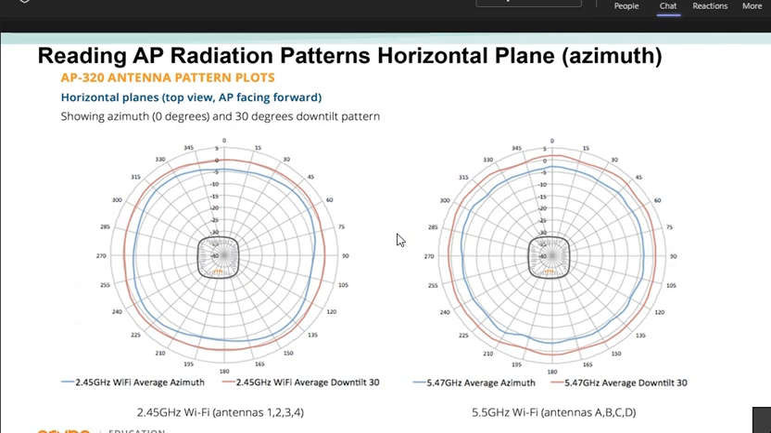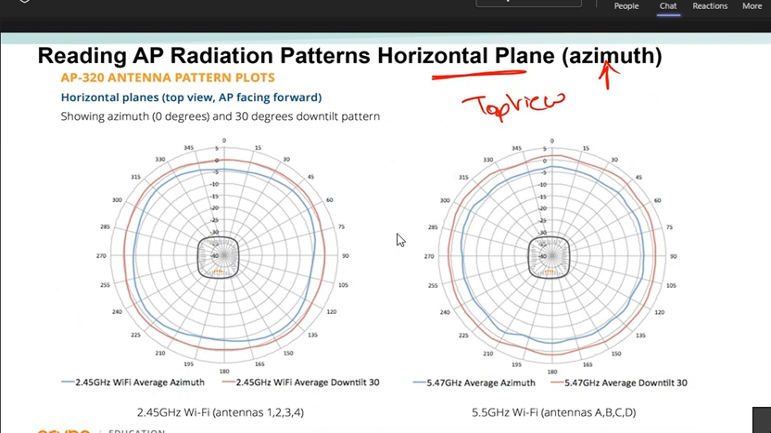What is the AP radiation pattern of a horizontal plane? It is also called azimuth, and it is also called top view. So it's very important from your ACMA exam perspective. You will definitely get a question either from this or from this.